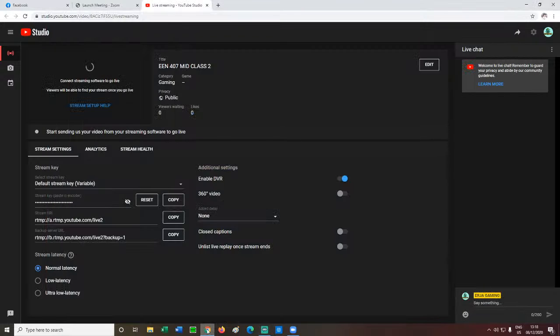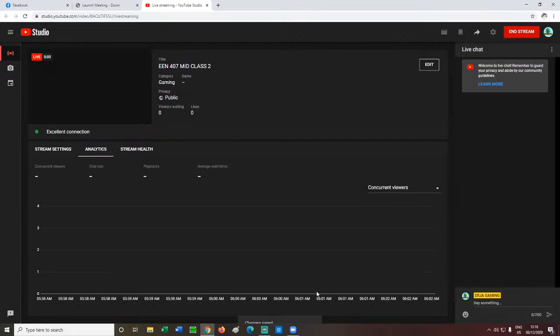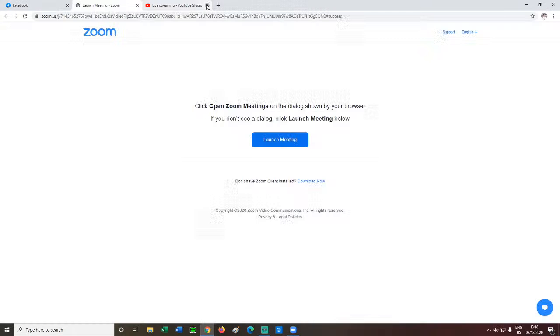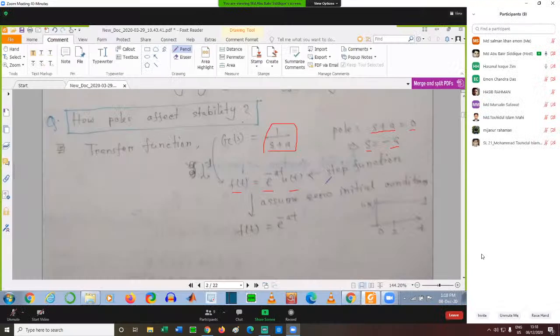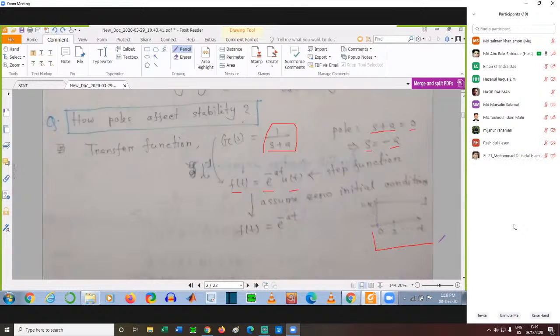Convert this frequency domain equation to the time domain equation, and you get f(t) equal e to the power minus at times u(t). Okay, so u(t) is the unit step function. Now if you assume zero initial condition, u(t) equals 1, why? Because you know that from time t equals 0 to time t equals infinite, u(t) always remains 1.